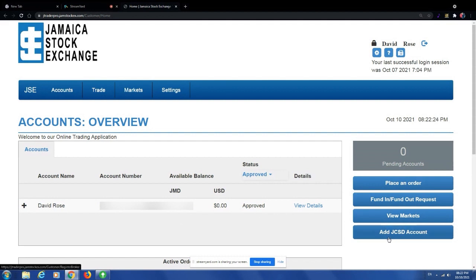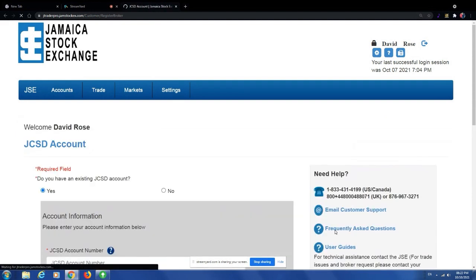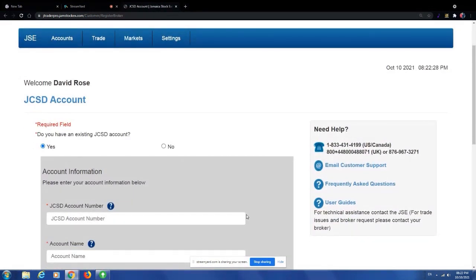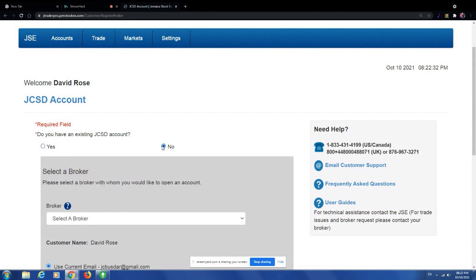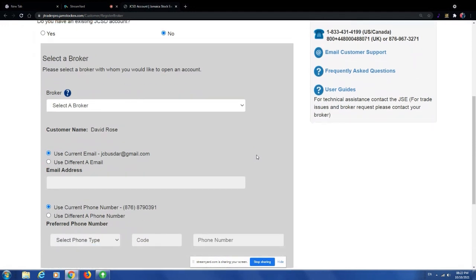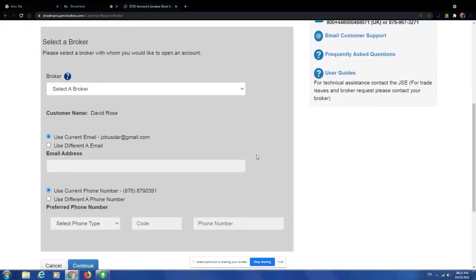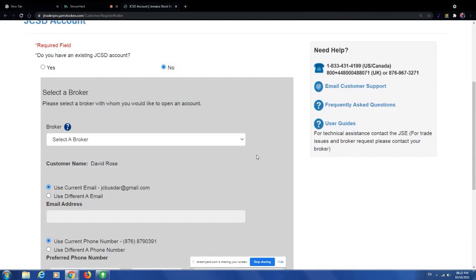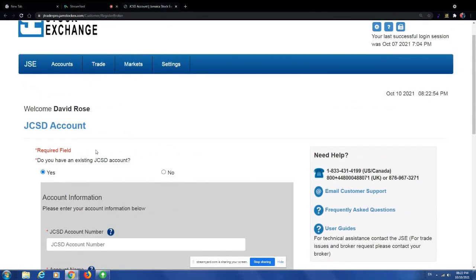So what you would do is go to add JSSD account, and here it would ask you, do you have an existing JSSD account? So I'm going to show the case scenario of it being no. I'm not sure how this process really works, to be honest, in terms of you not having a JSSD account and wanting to open a new account, but basically all this allows you to do is connect with the broker ahead of time, in essence, to try to open the account.